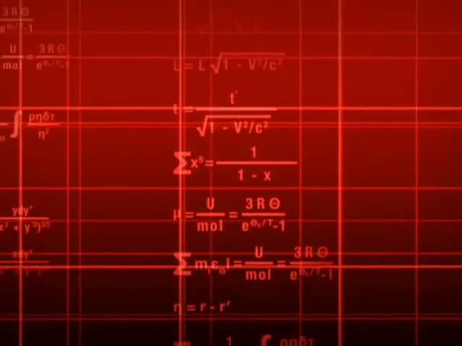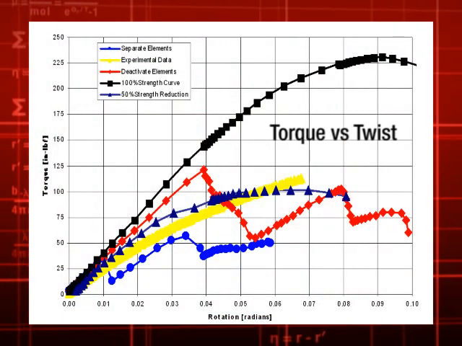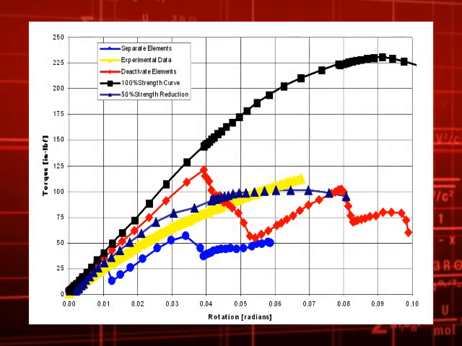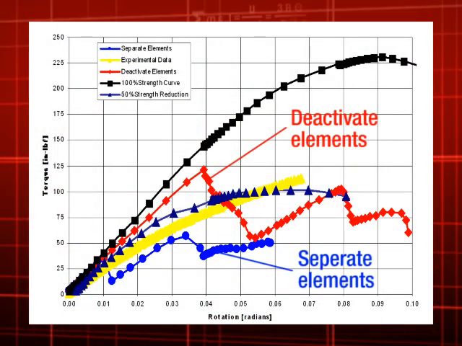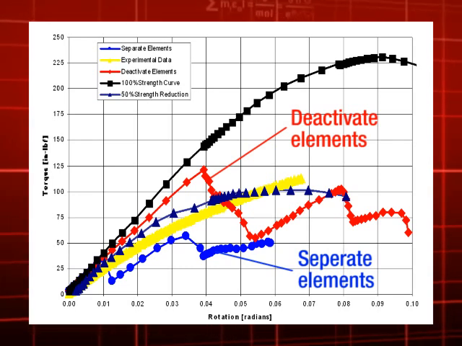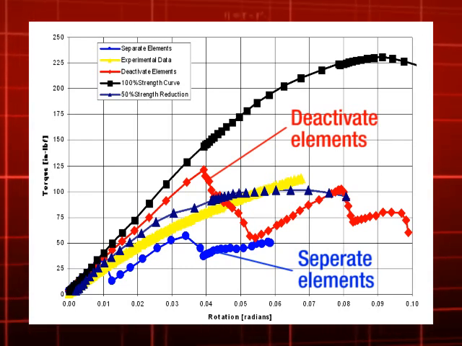And here we see the comparison of the experimental and analytical results. The yellow curve is the experimental. All the other curves are the predictions that overshoot and undershoot depending on the various assumptions.